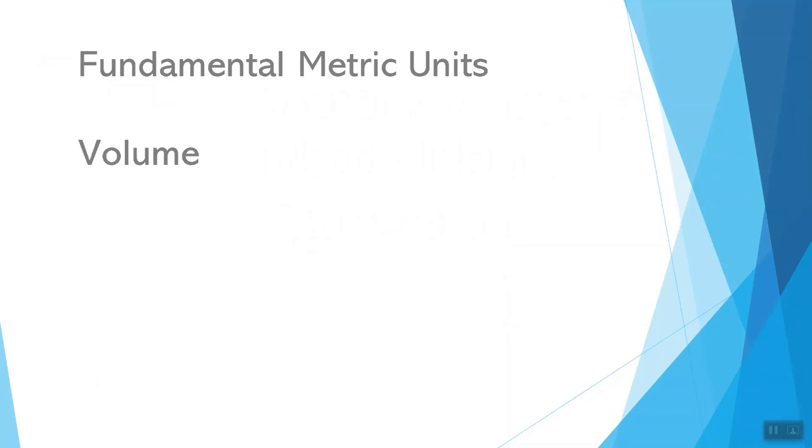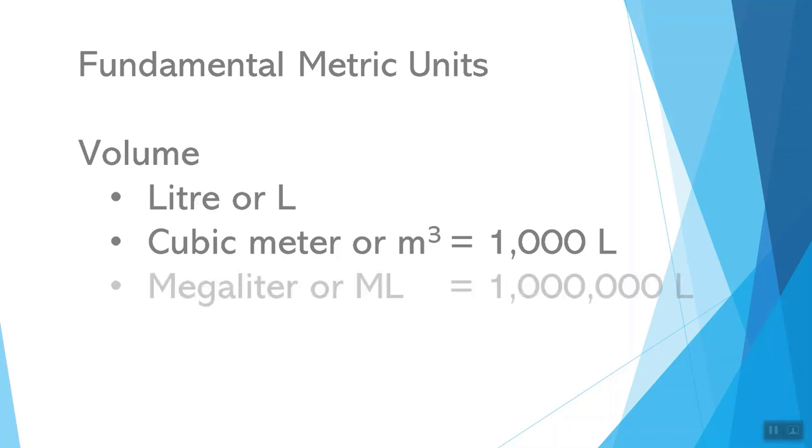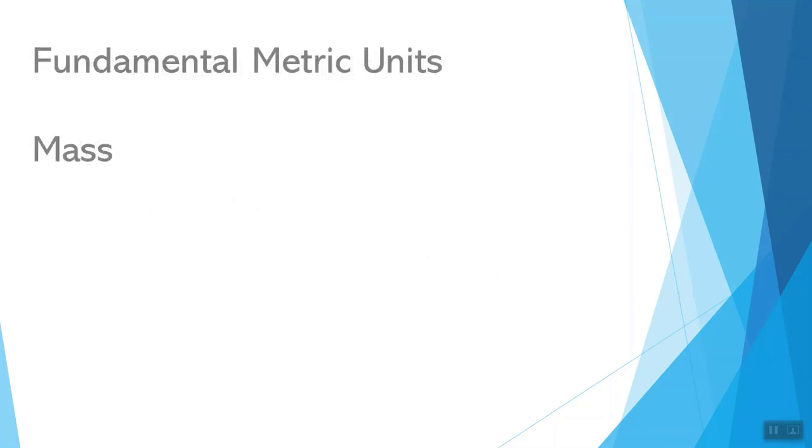So let's start off with the units for volume. We're looking at either liters or cubic meters, and please remember there's 1,000 liters in a cubic meter, and then there's 1,000 cubic meters in a megaliter, or 1,000,000 liters, 1,000 times 1,000. So that's our first foundational concept. 1, 1,000, 1,000,000.